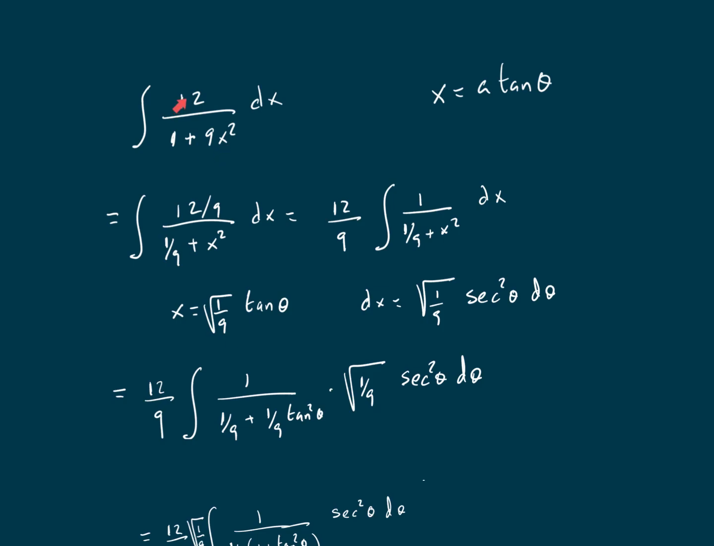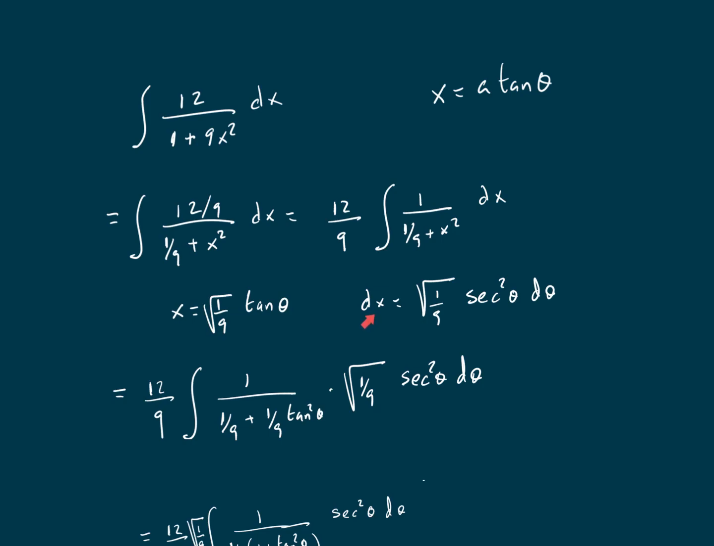So let's divide the numerator and the denominator by 9. So it will appear 12 divided by 9, 1 divided by 9, and 9x squared divided by 9 is x squared. Now we'll take the 12 divided by 9 out of the integral, and the integral that I have to solve is 1 divided by 1/9 plus x squared dx. Now I can see the a. In a squared plus x squared, a is the square root of 1 divided by 9. So the trigonometric change of variable that I will try is x equals the square root of 1 divided by 9, tangent of theta.